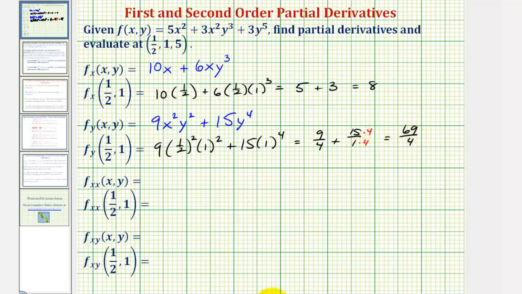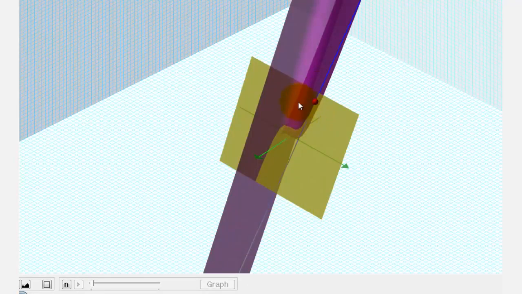Let's take a look. Again, here's a graph of our surface. Now the plane is parallel to the y-axis, and this arrow here indicates the direction of the positive y-axis. So notice how the tangent line is graphed here in blue. Notice if we move in the positive y direction, the slope of the tangent line would be positive 69/4. Notice how it's going uphill very quickly.